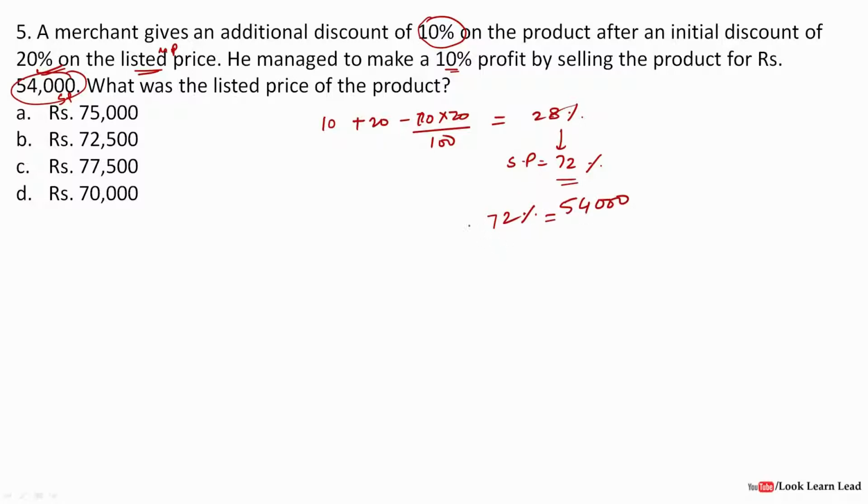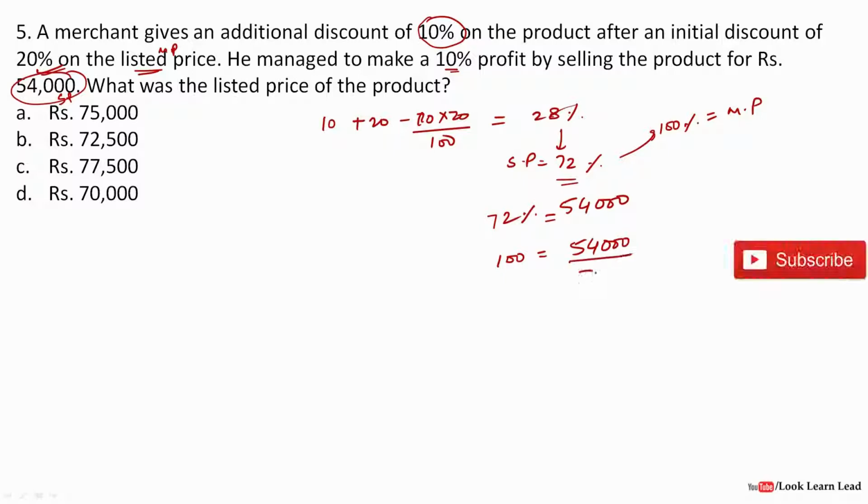Okay, so if 72% is the selling price, then the 100% would be the mark price. So we have to calculate 100%. So 100% would be 54,000 upon 72 into 100. This would be the mark price, 100% would be the mark price. So this is the answer which we want.